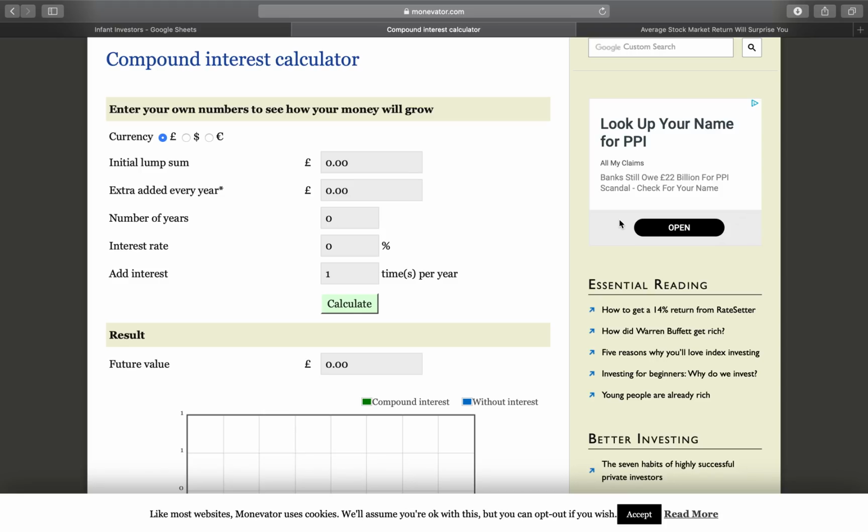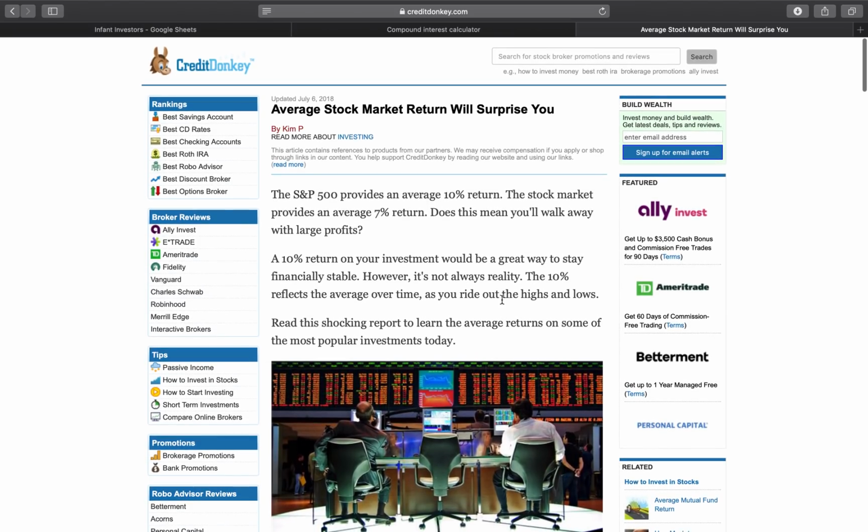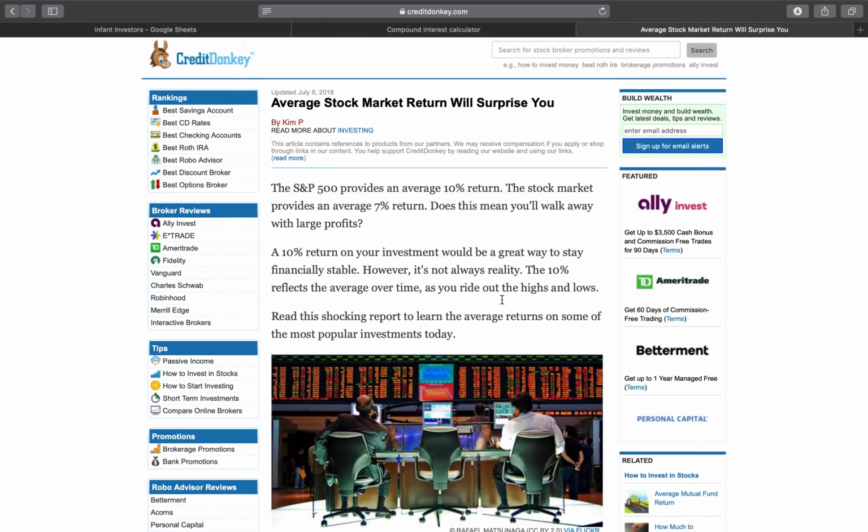But yeah, let's talk about the power of compounding interest. Before I go into actually working out a few scenarios, I'm going to leave the link of this article in the description. It's a really well condensed article that just shows the average stock market returns for the S&P 500 and the stock market in general over different time periods. So I'll leave the link in the description.